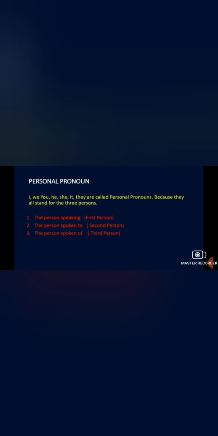For personal pronoun, there are 3 types: first person, second person and third person. The person who is speaking is called first person. Here I and we are first person. The person spoken to, जिस person से बात की जाए, will be called second person, and you is known as second person. The person spoken of, about whom you are talking, आप जिसके बारे में बात कर रहे हैं, that person will be called third person. Examples will be he, she, it, they. These are third persons.